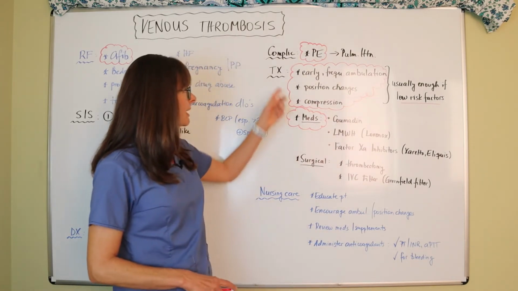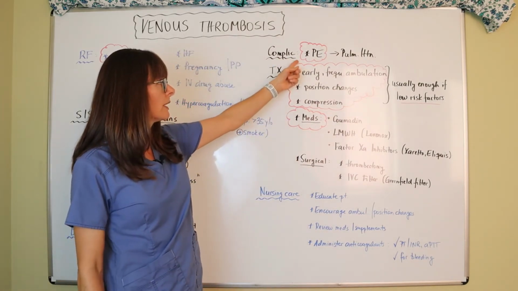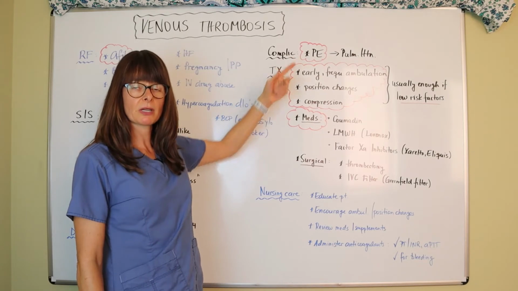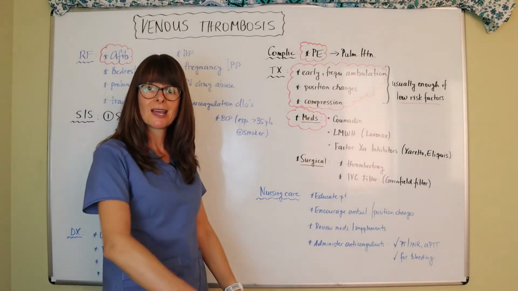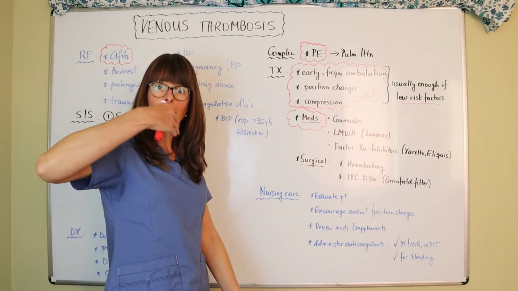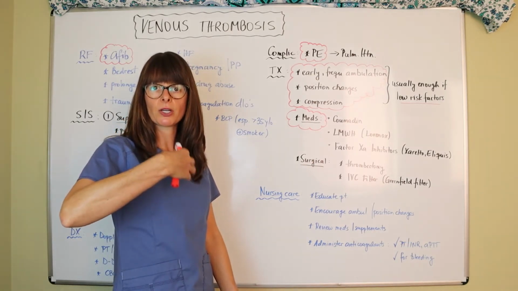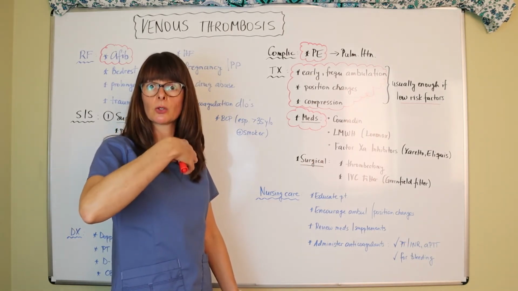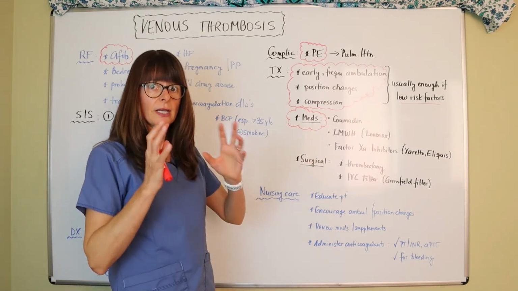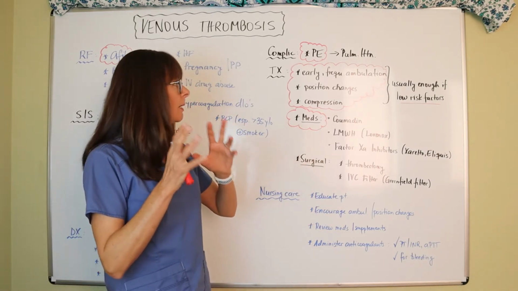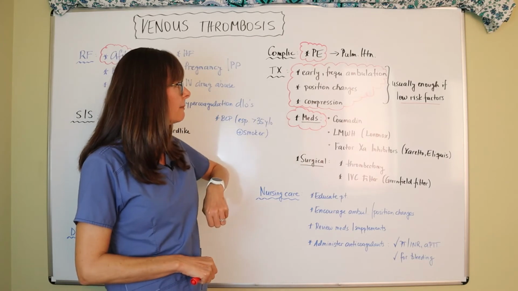So then complications, like I already mentioned, number one is a pulmonary embolism, because it comes from the lower extremities, and the only way it's going to come up is through that inferior and superior vena cava into the right side of the heart, and then from there it can go to the lungs and get clogged in one of the pulmonary blood vessels, causing a pulmonary embolism.